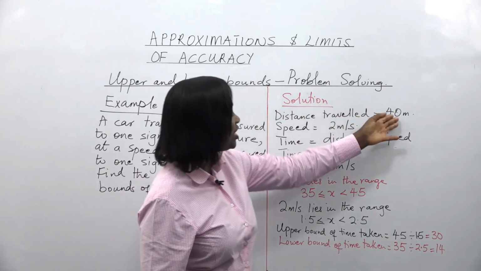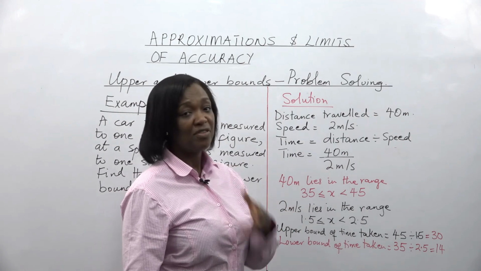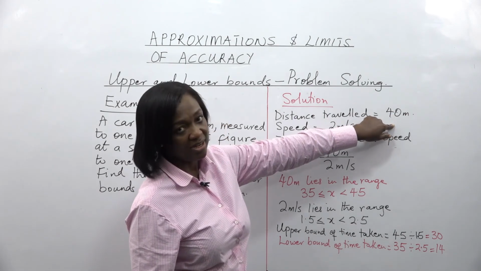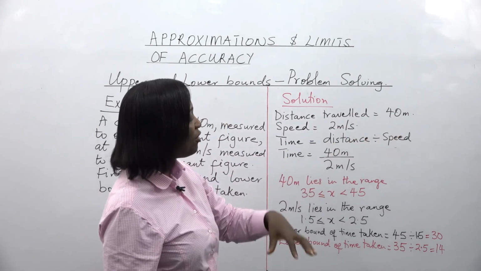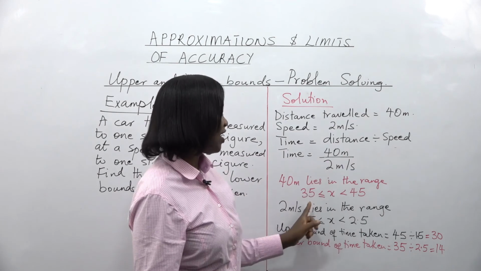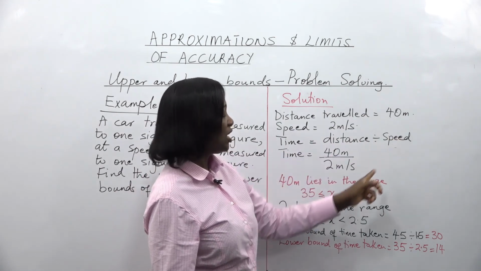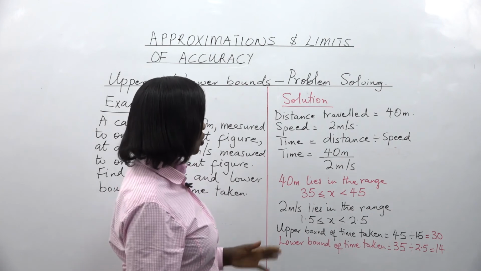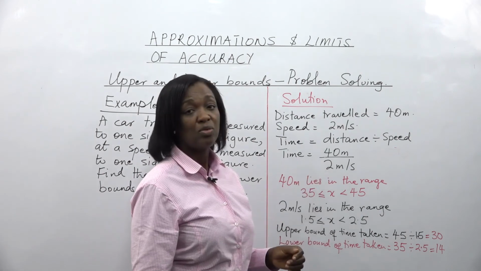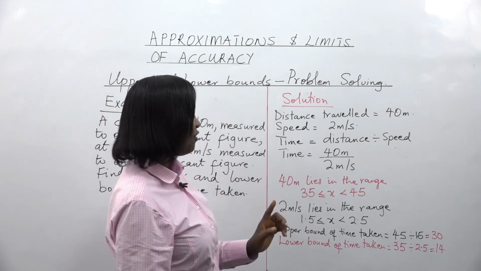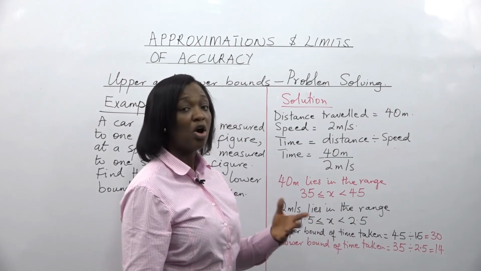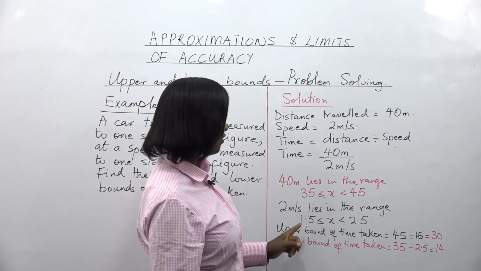And 40 meters, remember it was to one significant figure, and we have said earlier that the place value there is 10. So the absolute error is half of 10, and half of 10 is 5. So that's why we have our lower bound to be 40 minus 5, 35, and our upper bound is 40 plus 5, 45. So 40 meters lies in that range. And also, 2 meters was rounded to one significant figure, and half of 1 is 0.5. So 2 plus 0.5 gives us 2.5 as our upper bound, and 2 minus 0.5 gives us 1.5 as our lower bound.